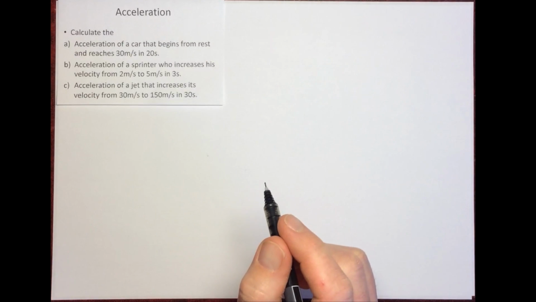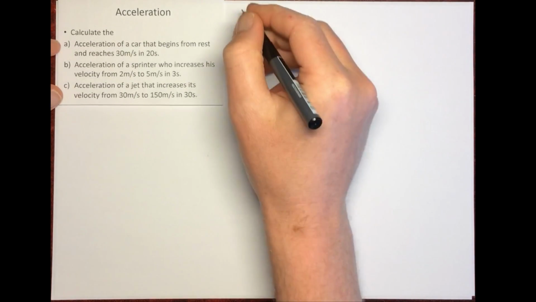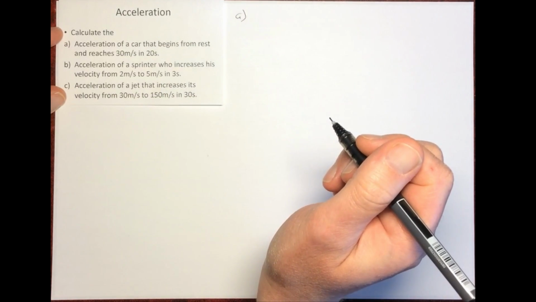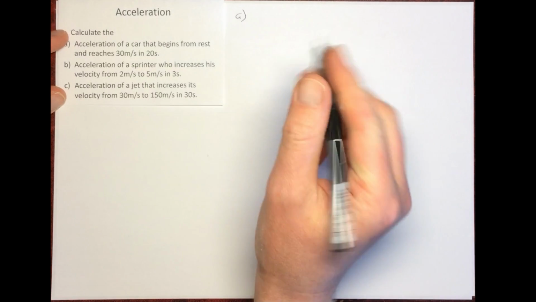Okay, so in this video we're going to do some calculations of acceleration, so let's have a little look at some of these. So first of all, let's look at question A here. The acceleration of a car that begins from rest and reaches 30 meters per second in 20 seconds.